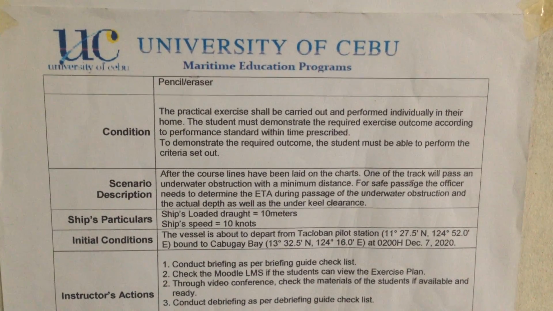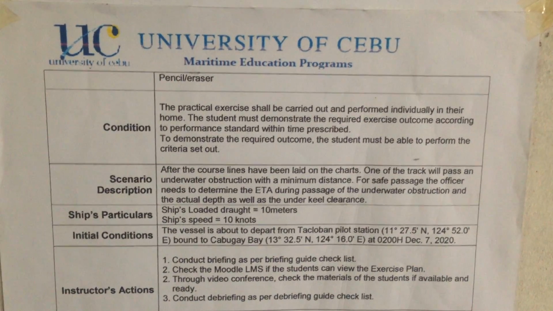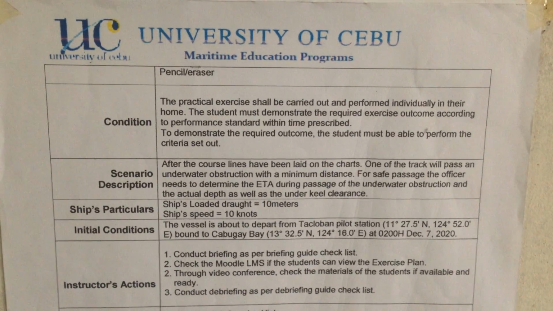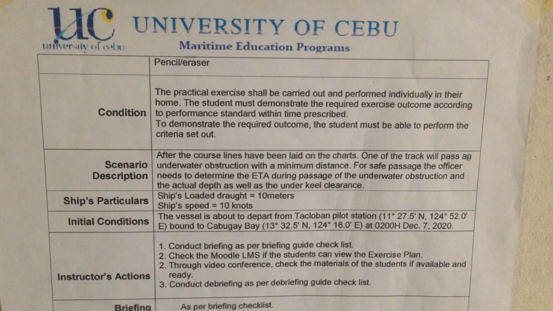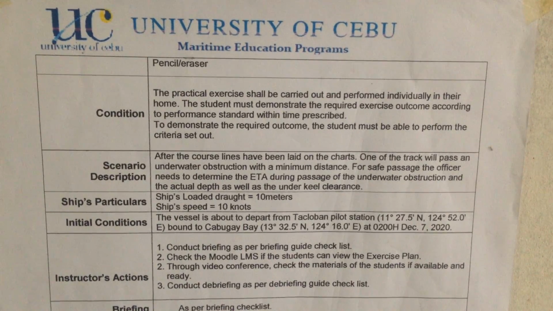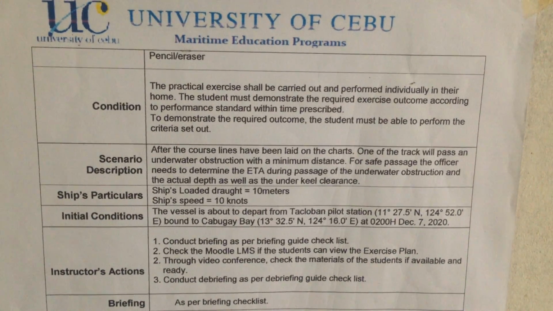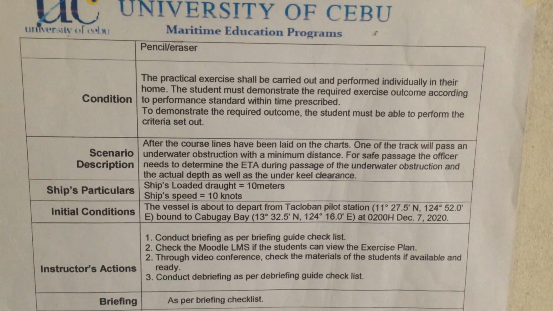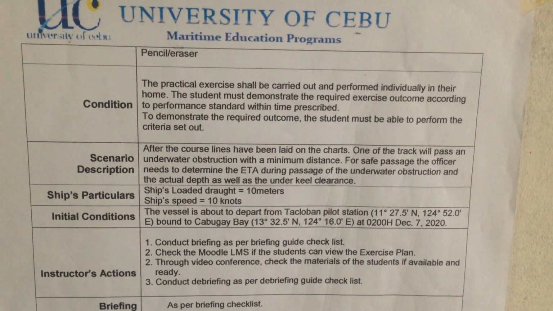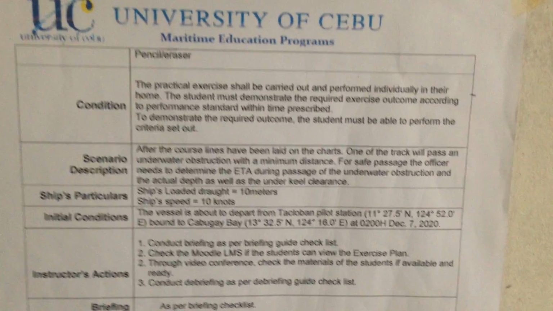So the scenario description: after the course line has been laid on the charts, one of the tracks will pass an underwater obstruction with a minimum distance. For safe passage, the officer needs to determine the ETA during the passage of the underwater obstruction, the actual depth, as well as the under keel clearance. We have the given ship loaded draft of 10 meters and ship speed of 10 knots.